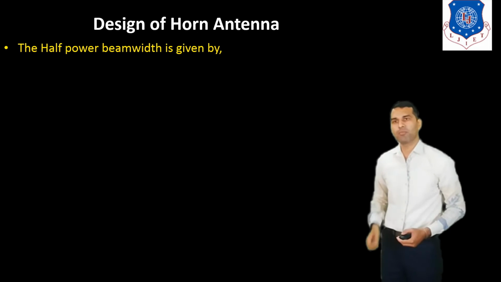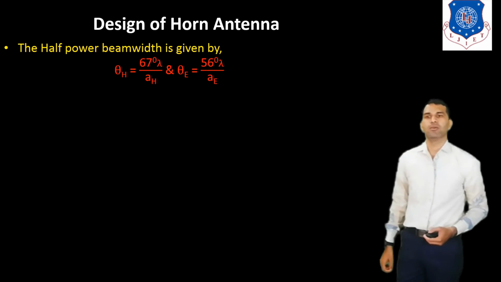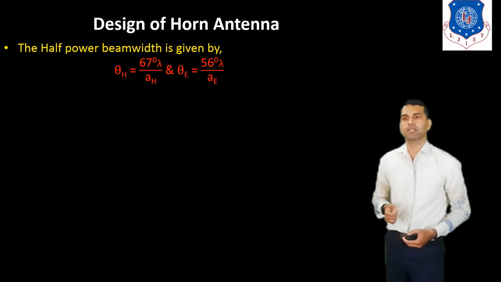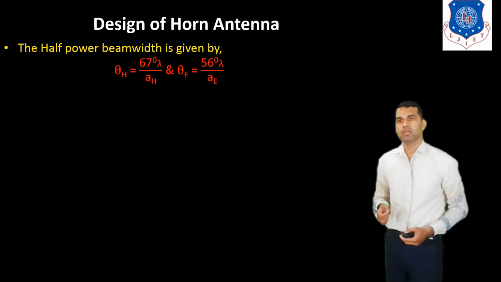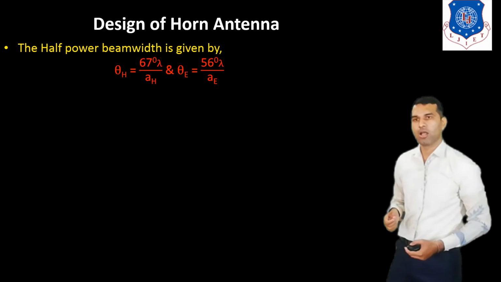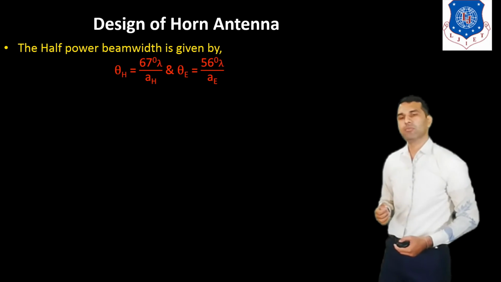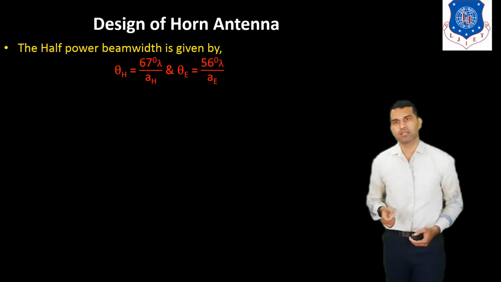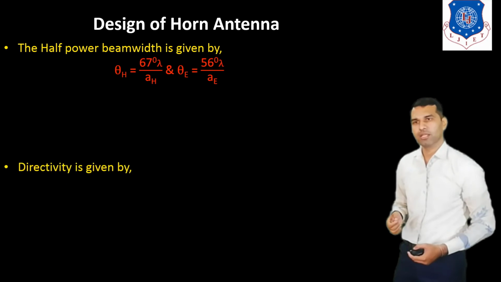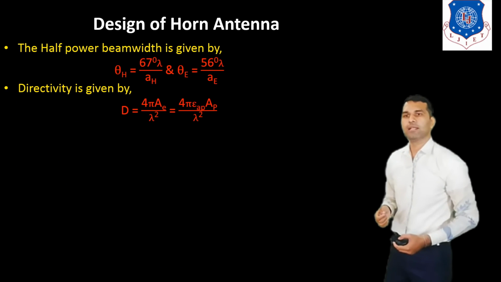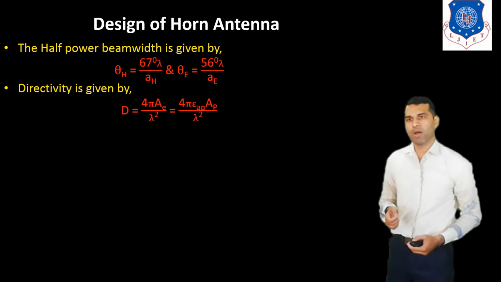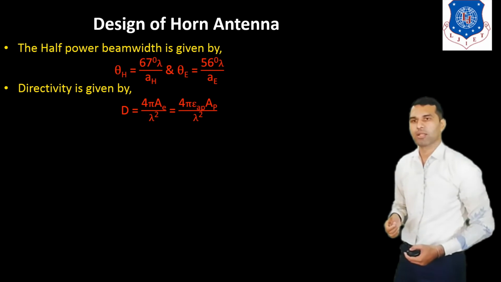The half power beamwidth is given by this equation: theta H is equal to 67 degree lambda upon aH, or for the E-plane we can calculate theta E is equal to 56 degree lambda upon aE. And the directivity we can calculate by using this equation: D is equal to 4 pi Ae upon lambda square.